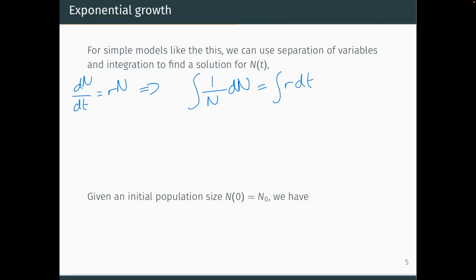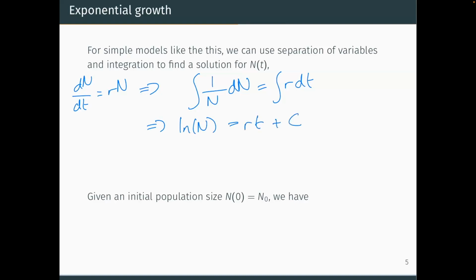Does that make sense, what I did there, or does anyone have any questions about what I've done? I assume silence is, you're fine with that. Okay, so now we just need to integrate both sides. So what do we have on the left-hand side, anyone? Natural log of N, yeah. And what do we have on the right-hand side? rt plus constant, yeah. Well done for remembering the constant.